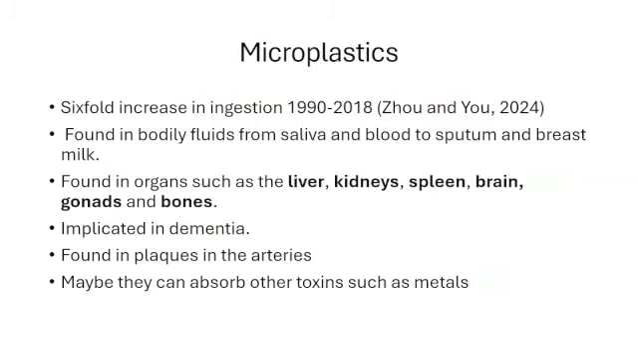They've been found, well, first of all, there's some evidence that we're ingesting more microplastics than ever. A six-fold increase in ingestion from 1990 to 2018, according to Zhu and Yu. And they show up in body fluids, saliva, blood, sputum, breast milk, and are found in organs such as the liver, kidney, spleen, brain, gonads, and bones.